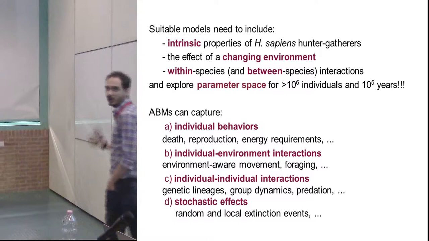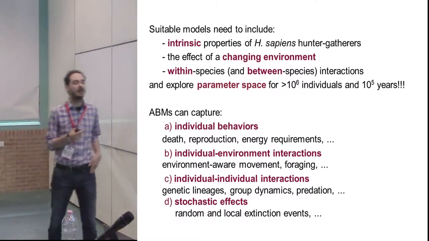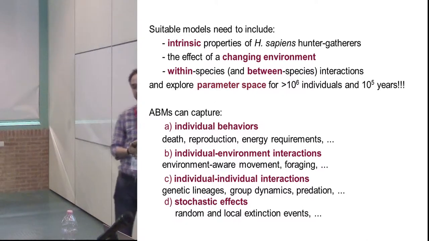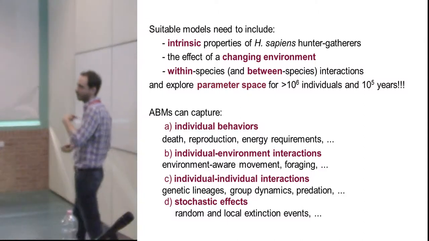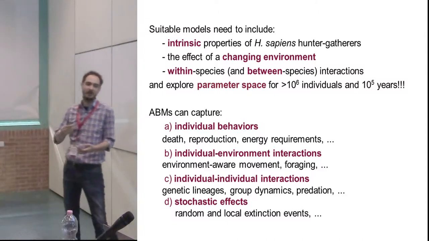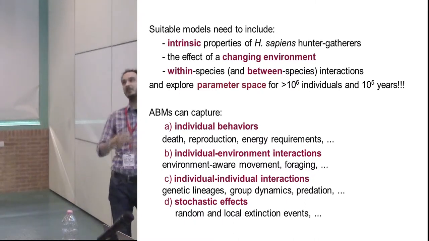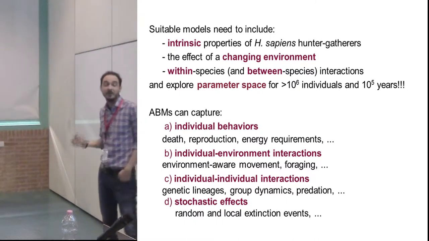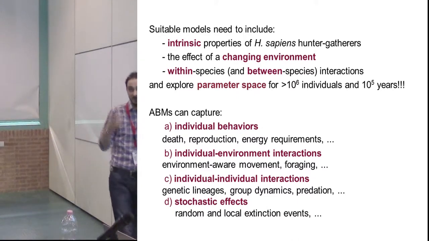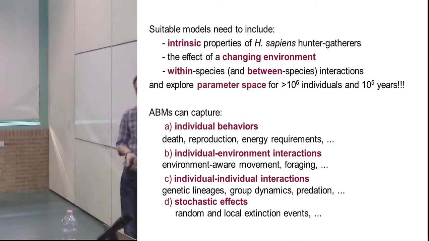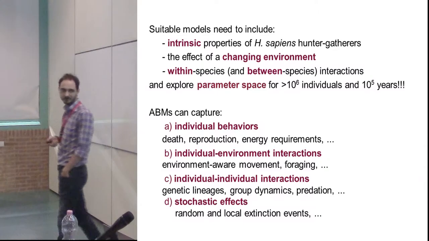So to model this, of course, we need to include intrinsic properties of Homo sapiens hunter-gatherers, interactions between these individuals and the changing environment, and interactions between individuals, within species and between species. And in principle, we would like to do this while exploring parameter space for our model for millions of agents and hundreds of thousands of years.